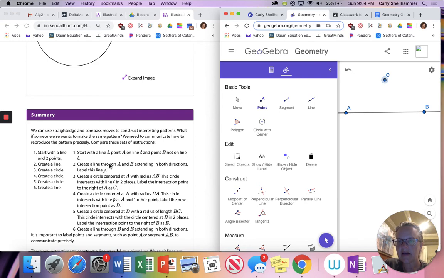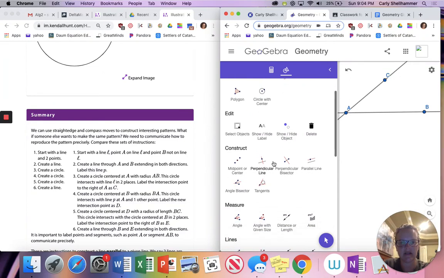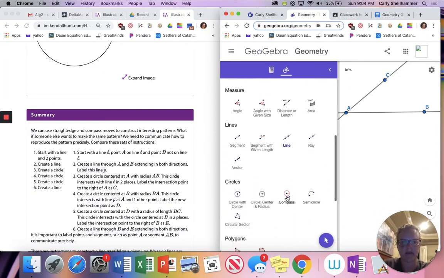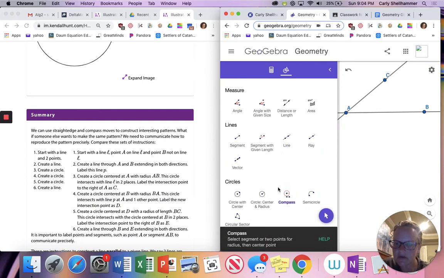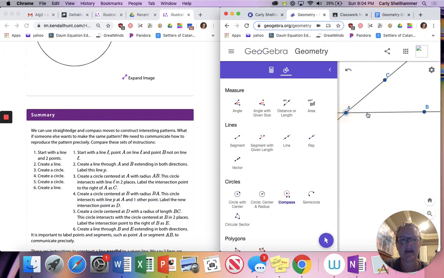Create a line through AB extending in both directions. Label this line P. So I'm going to do a line through these two. Okay, and that is line P. Create a circle centered at A with radius AB. So I need my compass tool, a circle centered at A with radius AB. A, B, centered at A.